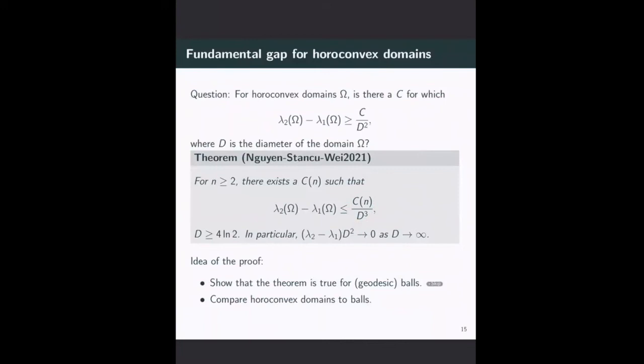So the idea of the proof is to show that the theorem is true for geodesic balls. So yes, it is true for balls. So balls are the most convex thing you can ever hope. If you define convexity and balls don't satisfy your definition of convexity, then there's probably something wrong. Balls are really nice and convex, any type of convexity. And then we compare horoconvex domains to balls and prove it for general horoconvex domains.